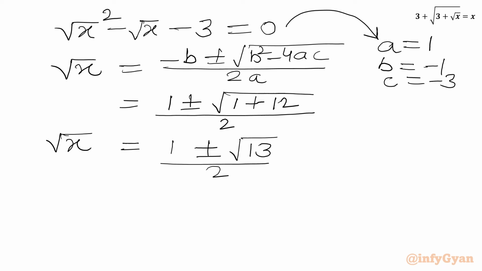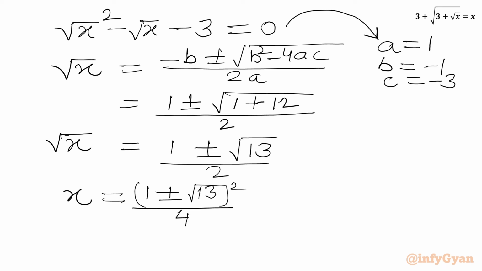Now we will consider squaring both sides to get the value of x. So x will be equal to 1 plus minus square root 13 whole square over 2 square, so we can write 4. Let's apply a plus b whole square formula and a minus b whole square formula in the numerator. We will get 1 plus 13 plus minus 2 root 13 over 4.